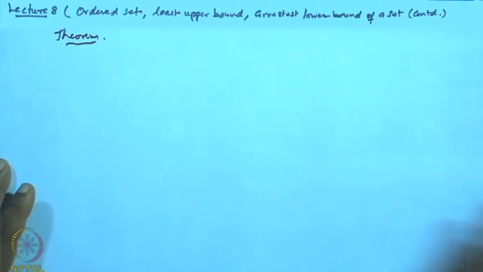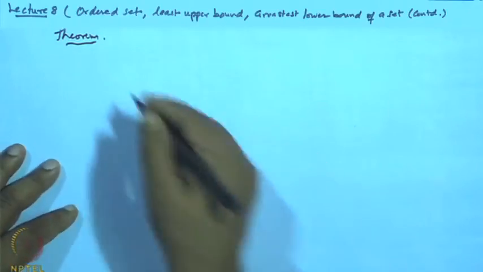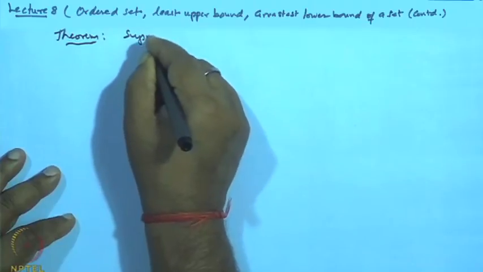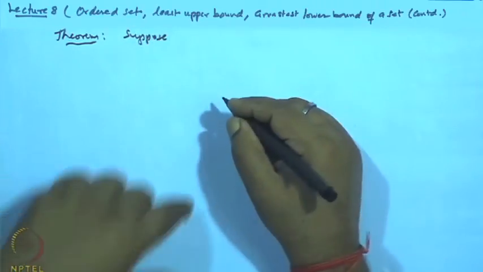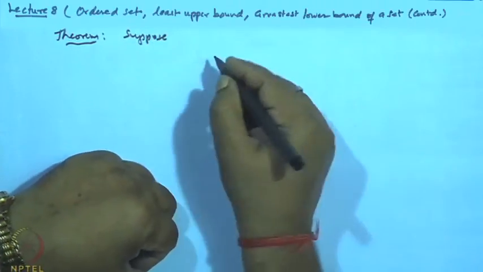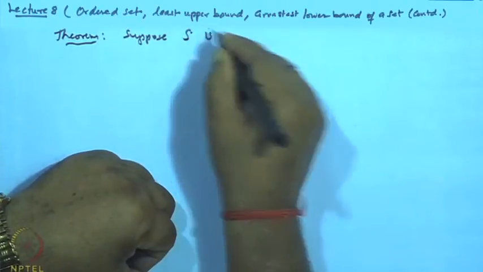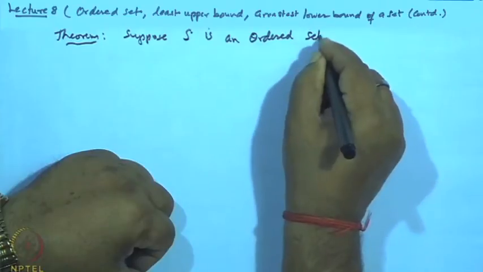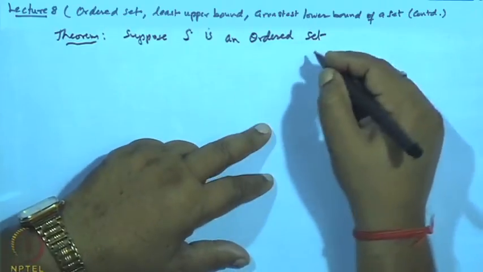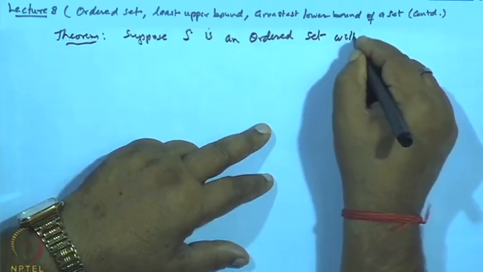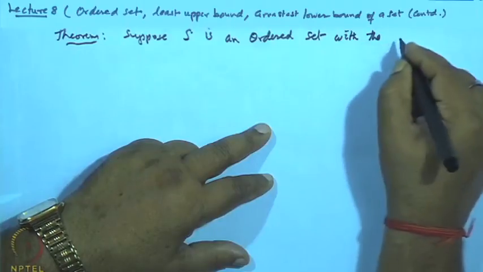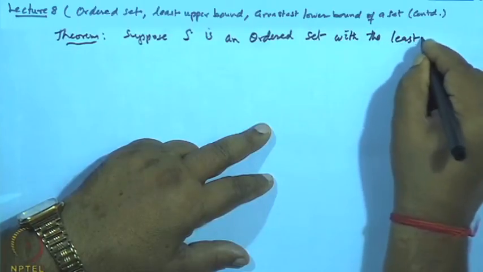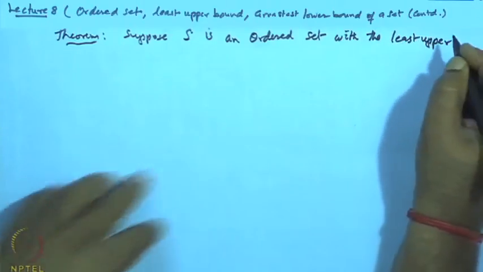The theorem says that suppose S is an ordered set with the least upper bound property.